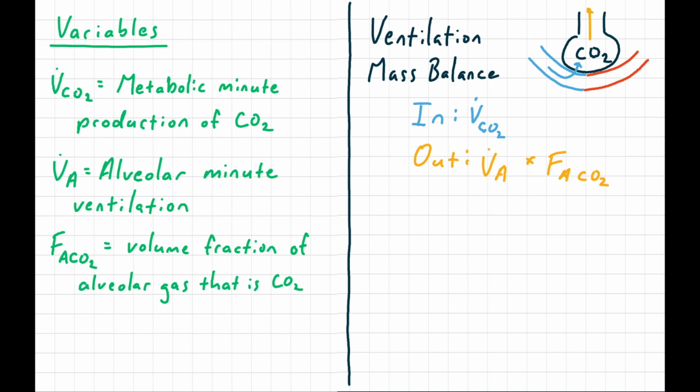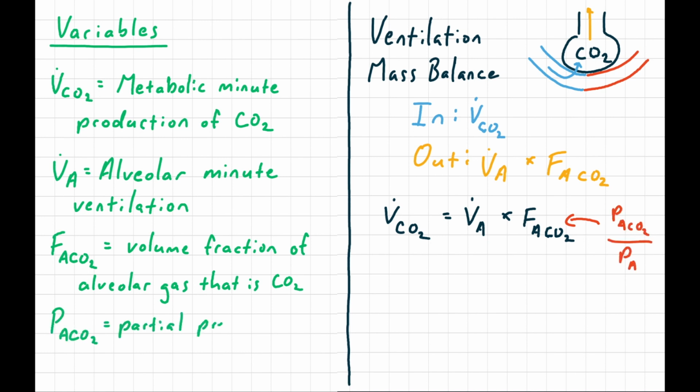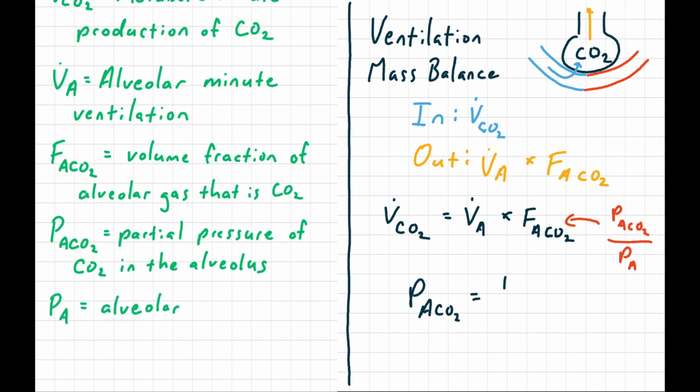We know these two have to equal each other because of our steady-state assumptions. So our minute metabolic production of CO2 is equal to the alveolar minute ventilation times the alveolar gas fraction of CO2. Now, your alveolar CO2 fraction is just the pressure of alveolar CO2 divided by the alveolar pressure. So you can rearrange this whole expression as the partial pressure of alveolar CO2 is equal to 1 over the alveolar ventilation times your minute production of CO2 times the alveolar pressure.